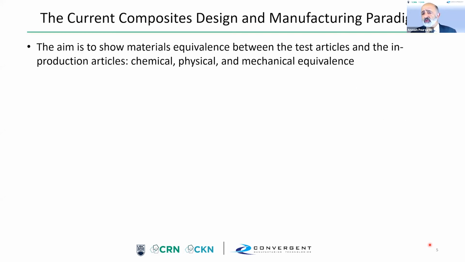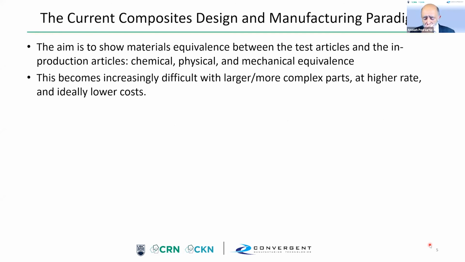So fundamentally, what we're trying to do is show materials equivalence between the test articles, which may be a little coupon, a subscale element, all the way to the full test final structure, to the in-production articles. We need to show chemical, physical, mechanical equivalence. And this actually becomes increasingly difficult with larger, more complex parts at higher rate and ideally lower costs, things we've been striving for the last couple of decades.